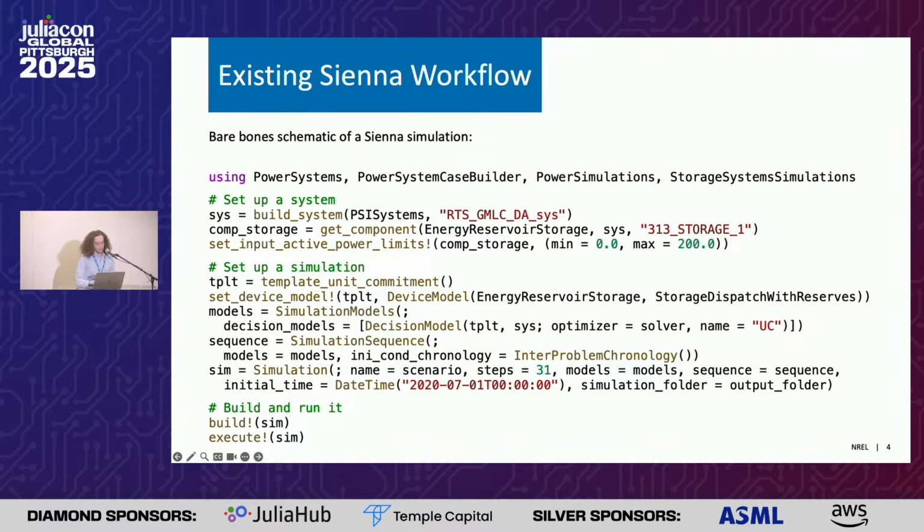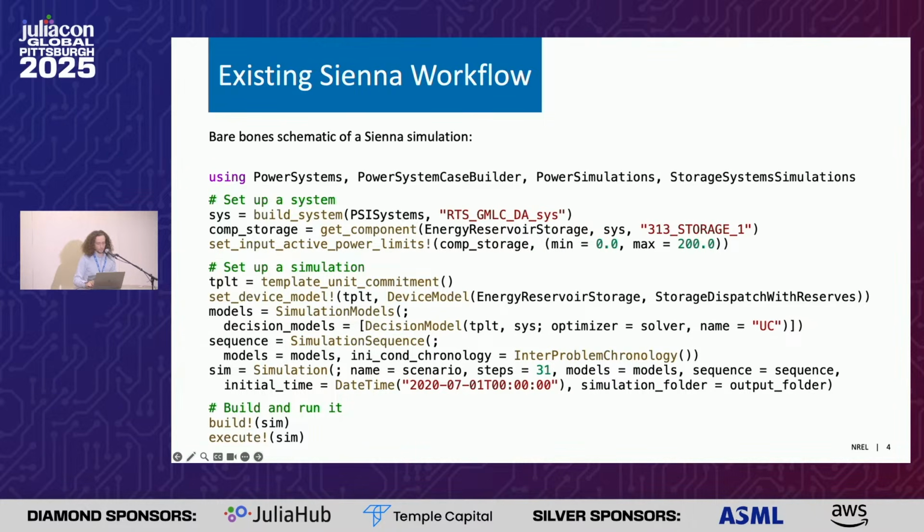battery. Sienna has the ability to run multiple problems in a single simulation. So you could run a unit commitment and an economic dispatch and have them chain together, and it would manage that information flow. Here we're just going to do a single model. So you set all that up, tell it how much to run, and then when you build it, it'll initialize this JuMP model, and then it'll run the thing.